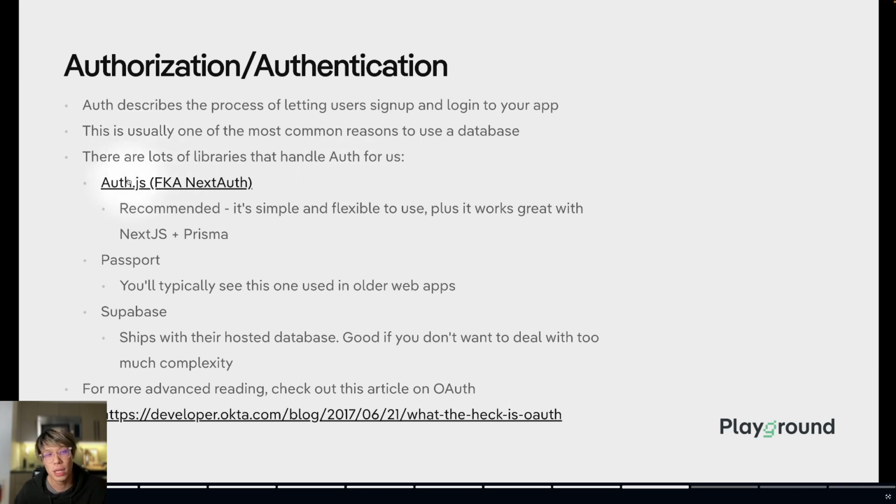The number one choice on this list I recommend is called auth.js. Technically, it's still called NextAuth. I put FKA as like formerly known as NextAuth because they're in the middle of changing their name to Auth.js. But if you hear me call it NextAuth, then just know that auth.js and NextAuth are basically the same. And yeah, I recommend this one. It's simple, very flexible, and it works amazing with Next.js and Prisma.